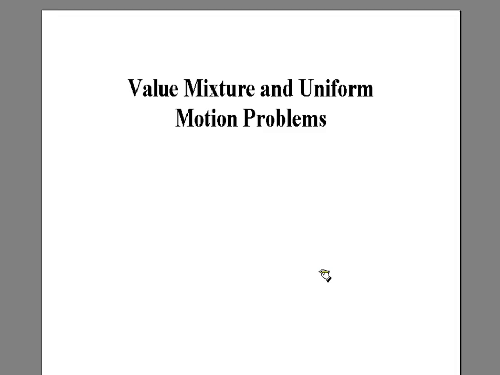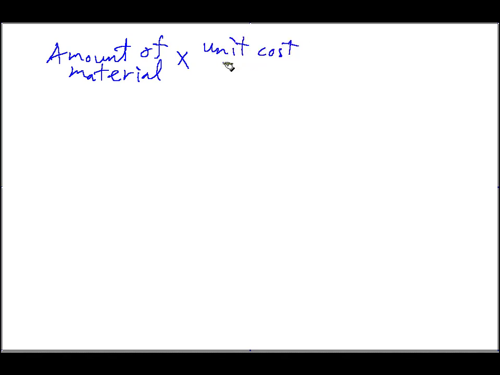Now let's recall concepts of value mixture and uniform motion problems. For value mixture, it's going to be the amount of material that we use, in this case peanuts for example, times the unit cost of material, is equal to the value of the material.